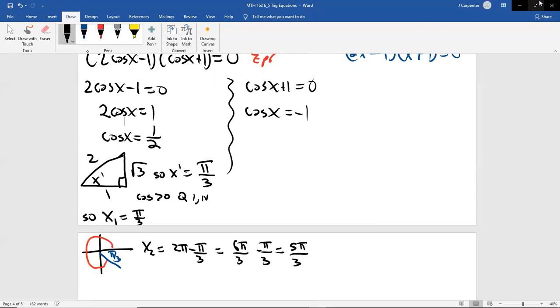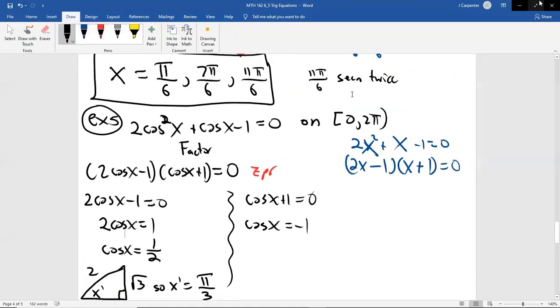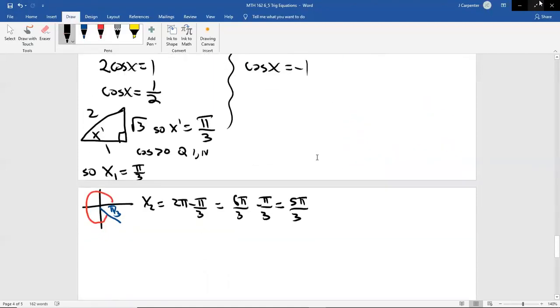Now there were restrictions on this. We were from 0 to 2 pi, so I don't have to add the 2n pi to these solutions. We got pi over 3, and we got 5 pi over 3. So far, we have pi over 3 and 5 pi over 3 as our answers. Those are the only two solutions to the cosine x equals a half from 0 to 360.